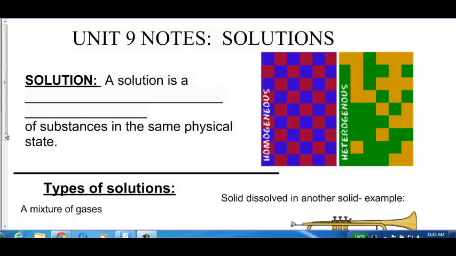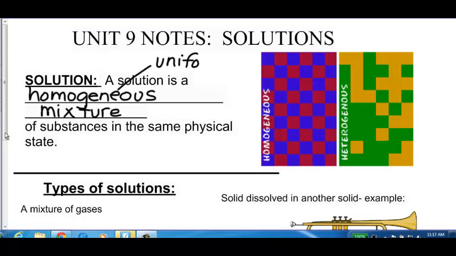We're starting a new unit on solutions. What a solution is officially defined as is a homogeneous mixture. Some people say homogenous, it's the same word. A homogeneous mixture is a uniform mixture. In other words, there is more than one substance. It's a mixture of two or more different things, and in a homogeneous mixture, the particles are evenly distributed.